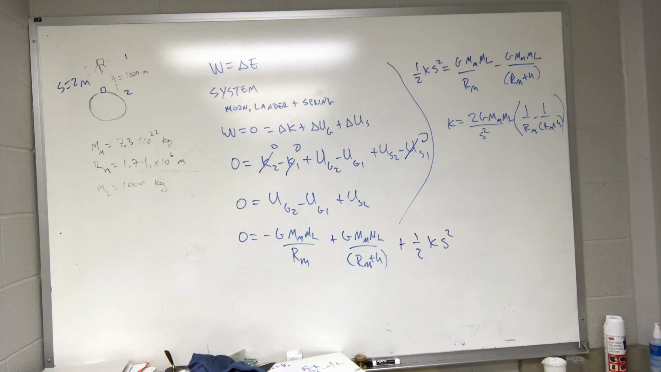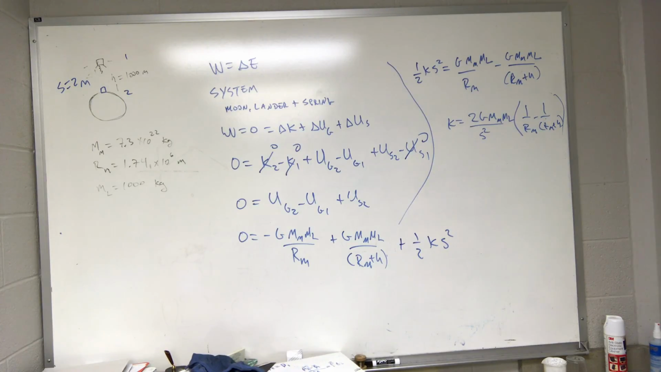Okay, so G equals 6.67 times 10 to the negative 11th. Mass of the moon is, what did I say? 7.3 times 10 to the 22nd. Mass of the lander is 1,000. S is 2. Radius of the moon is 1.74E6, and H is 1,000. Okay, so now I can put all this stuff in.